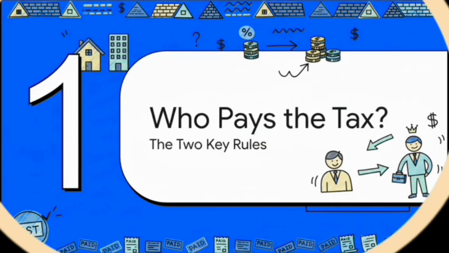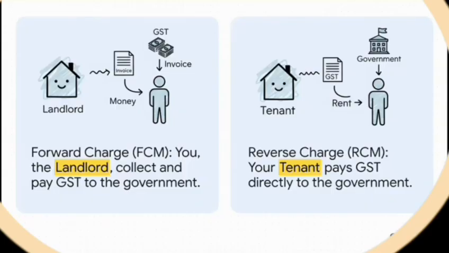To figure that out, we've got to break down the two main rules that are really the foundation for all of this GST on rent stuff. All right, you've got two main players here. First up is what's called the forward charge, or FCM. Think of this as the normal way things work. You, as the landlord, collect the GST from your tenant, and then you pay it to the government. Simple enough. But then there's the reverse charge, or RCM. This is where things get interesting, because the responsibility completely flips. Your tenant pays the GST directly to the government. Knowing which of these two applies, that is absolutely key.